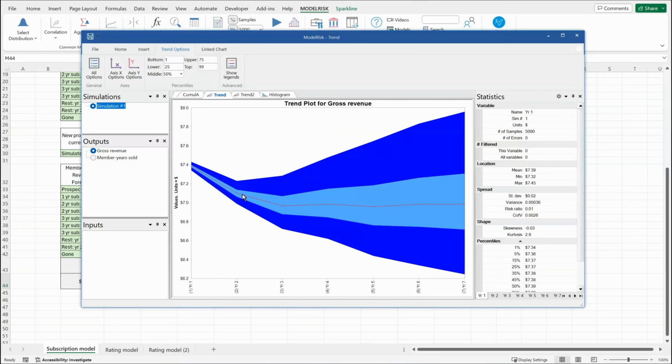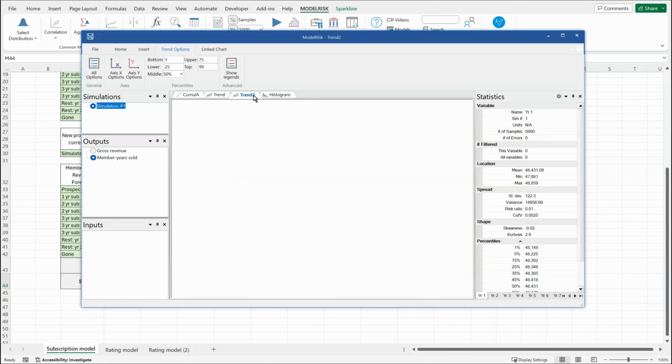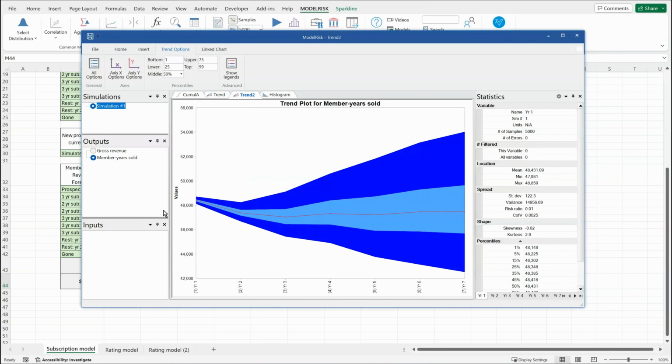We can look at a trend plot of the gross revenue. So you can see year on year that it's going slightly down, and there is some increasing uncertainty out into the future, as you would expect. And similarly, we can look at the number of members, and you can see that this is projected to go down slightly with an ever-increasing uncertainty as time goes on.